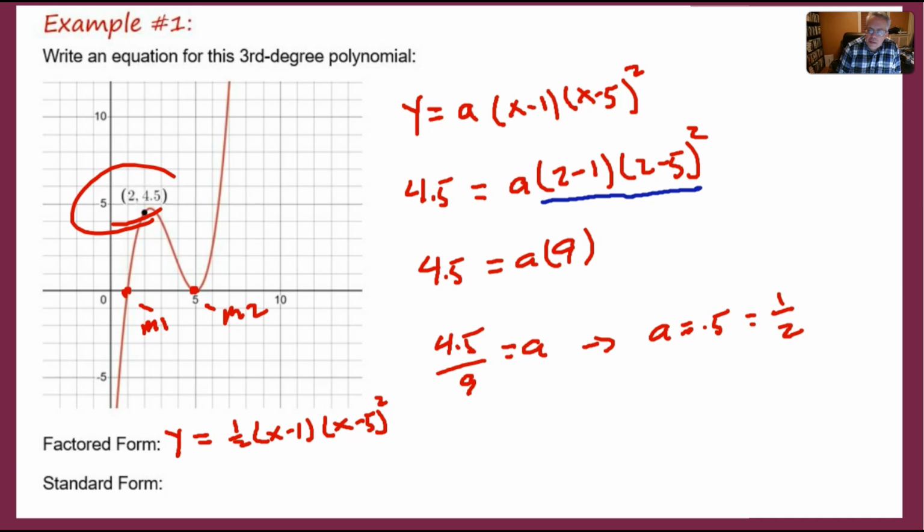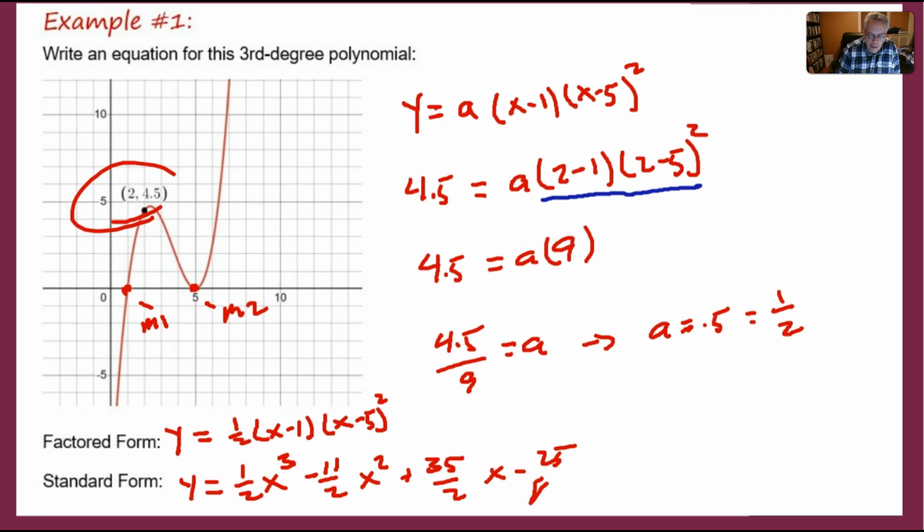If you type that in yourself, you're going to see this beautiful graph. Standard form is what we get when we multiply all this out. We've been using Wolfram Alpha, and to be honest, it's not that pretty. It gives you 1/2 x to the third minus 11 halves x squared plus 35 halves x minus 25 halves. That is standard form. In this case, factored form is kind of nicer, a little bit shorter. But anyway, there's both forms.